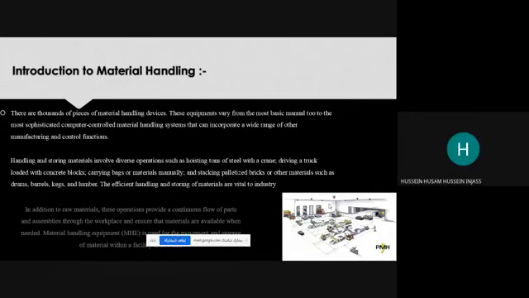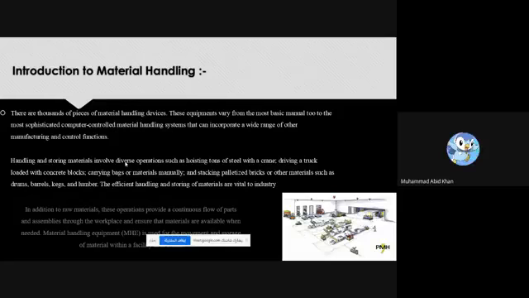Handling and moving materials and following diverse applications such as hoisting, driving, and carrying concrete blocks, carrying all materials, and lifting palletized goods or materials such as grass and lumber. The efficiency in handling and storing of materials is vital to industry.